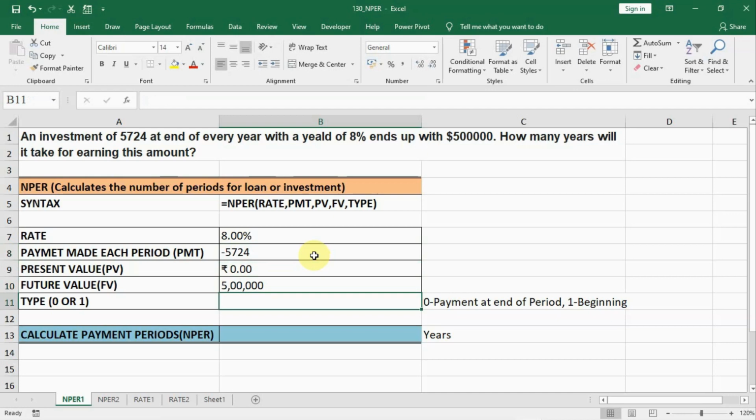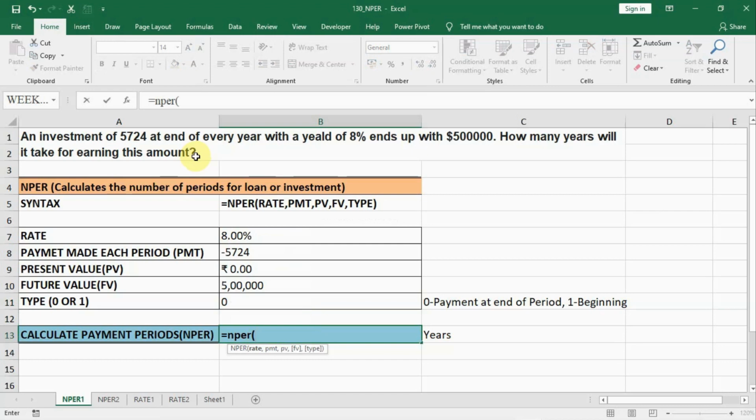Type is, let us say, 0, because it says how many years will it take to earn this amount. Most probably you will get the interest at the end of the period. Let us say 0. So we will calculate using NPER equal to NPER, bracket open.